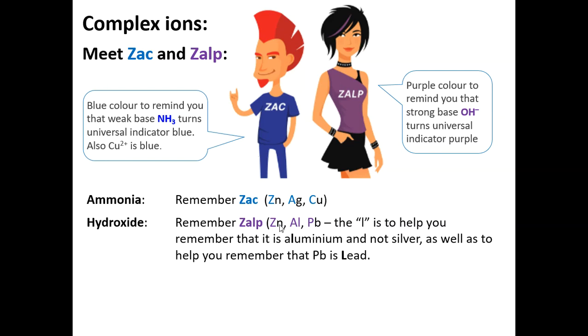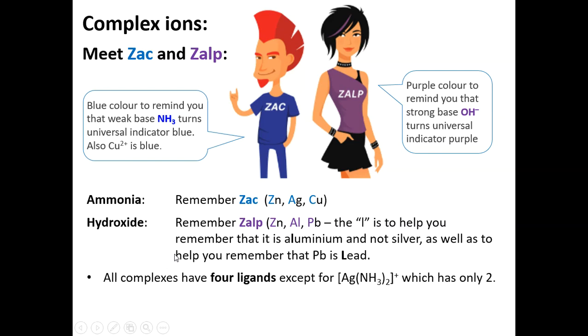Zelp, on the other hand, is zinc, aluminium, and lead. So the L is to help you remember Al, as well as Pb for lead. And she's dressed in purple because the OH is a strong base. It'll turn universal indicator purple. So hopefully that'll help you remember the cations with their respective ligands.